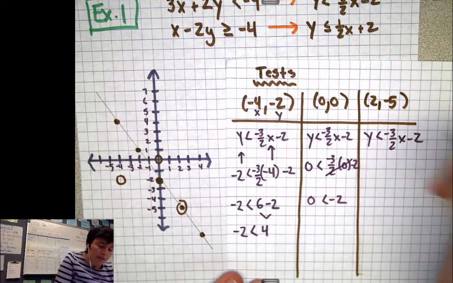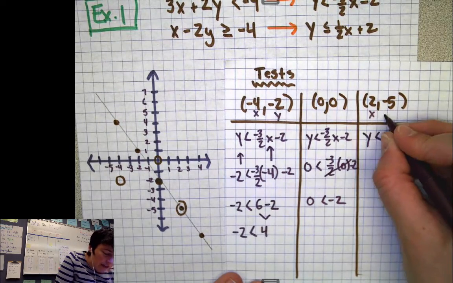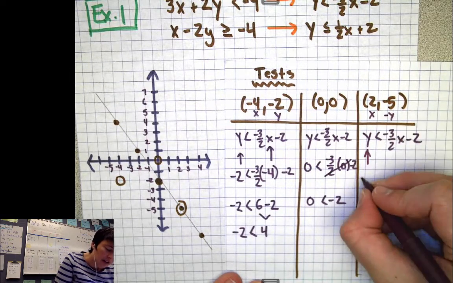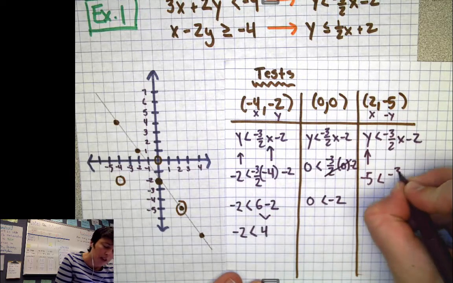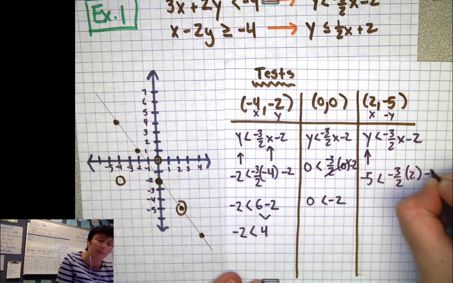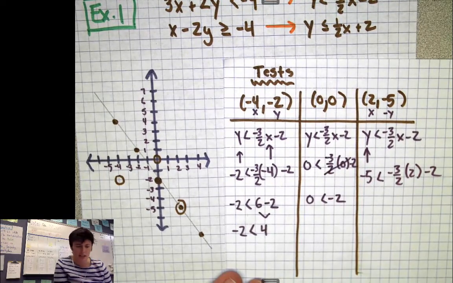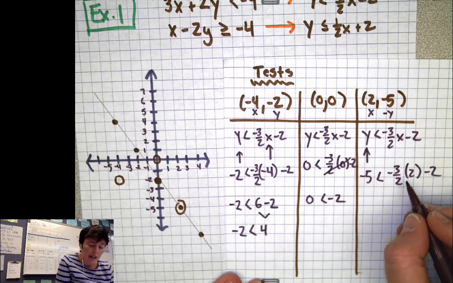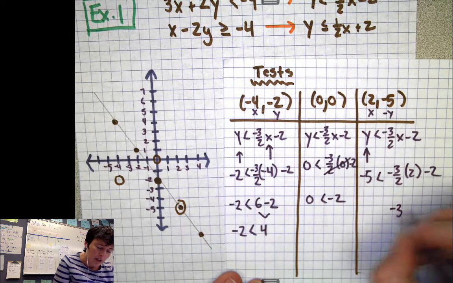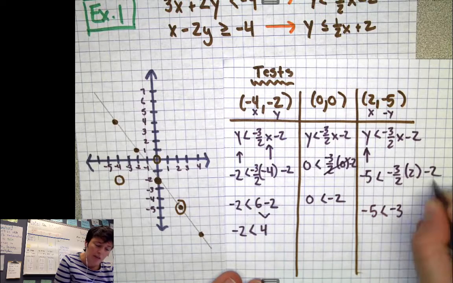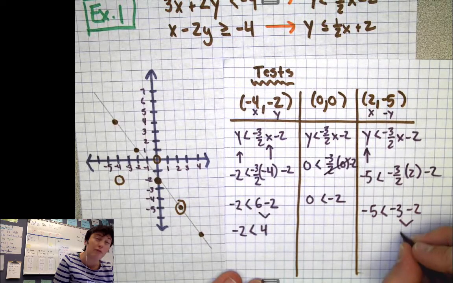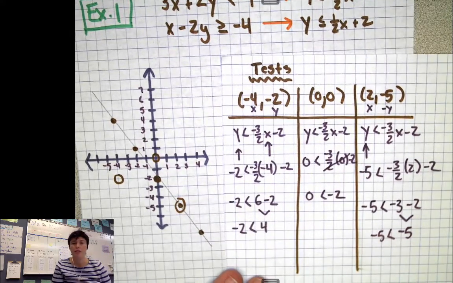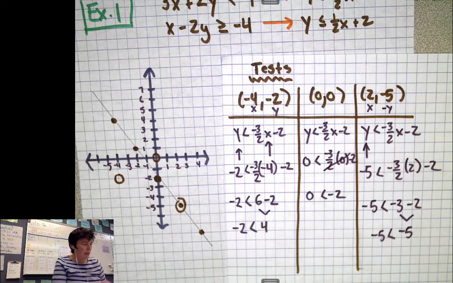And then for the line itself, we're going to have a 2 and a negative 5, which is our y value. So here is our negative 5 is less than negative 3 halves times 2 minus 2. Let's do the fraction again. Negative 3 times 2 is a negative 6. Divided by 2 is a negative 3. So we have negative 5 is less than negative 3, and then we have minus 2. And negative 3 and minus 2 is negative 5. So negative 5 is less than negative 5. Oof, we did it.